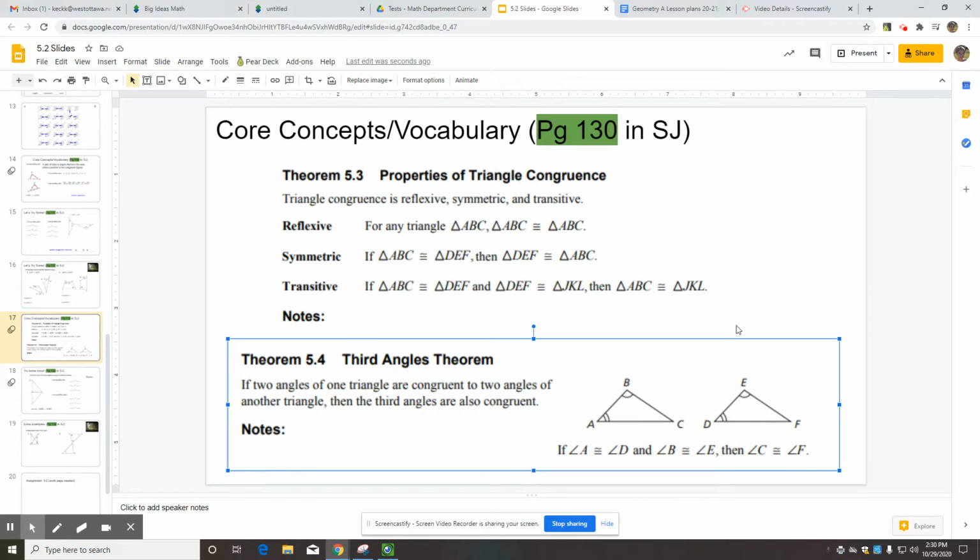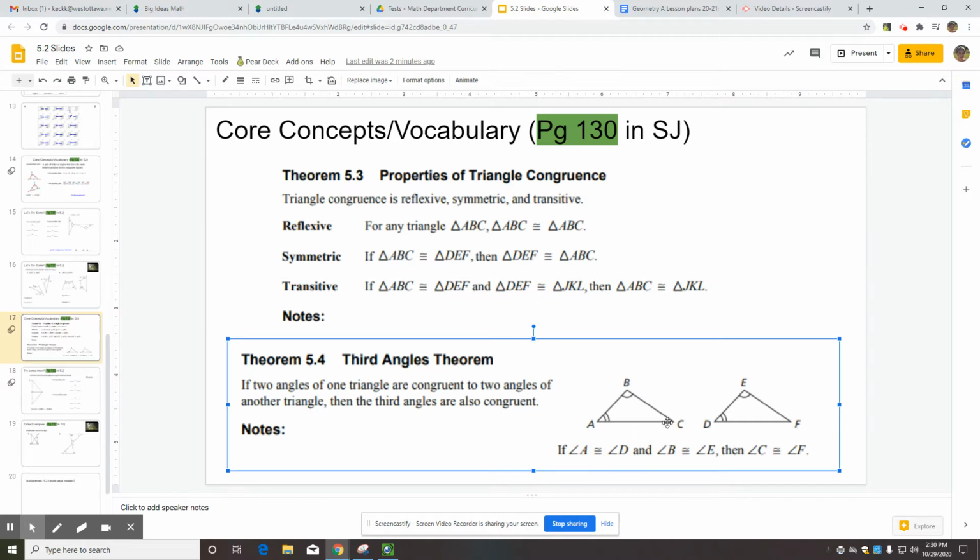The third angles theorem states that if two angles of one triangle, so for example, angle B and angle A, are congruent to two angles of another triangle, angle E and angle D, then we know that the third angles in those two triangles also have to be congruent. Meaning if I know B is congruent to E and A is congruent to D in these two congruent triangles, then I know that angle C has to be congruent to angle F.